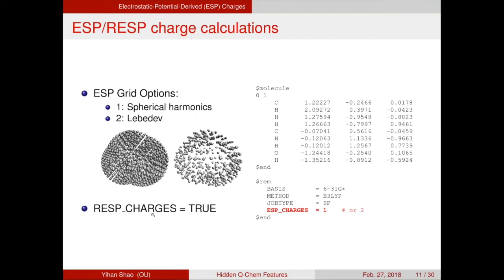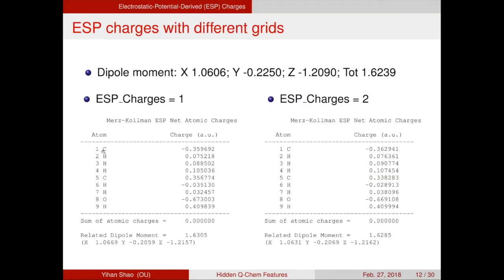So if we run the calculation, what I have here is an ethanol molecule, CH3CH2OH, and we put this keyword in the REM section of the input file. This is what we see. It is very much like Mulliken charges in terms of the format, so we have the charge values on every atom. For example, this hydroxyl oxygen has an electric charge of minus 0.67, and the hydrogen on the hydroxyl is 0.40. And these charges, like the Mulliken charges, will reproduce the total dipole moment of the molecule.